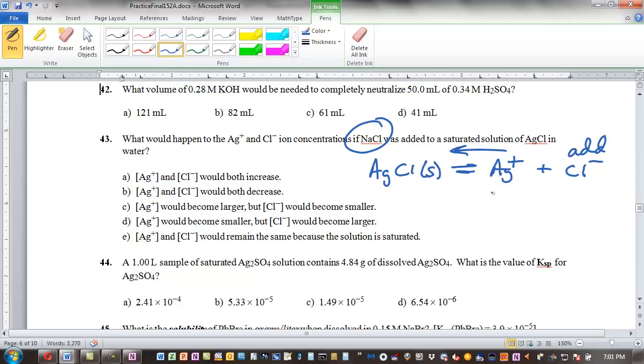So if it shifts this way, silver is certainly going to decrease. Some of the chloride is going to go away, but not all of what we add. So overall, the chloride is still going to go up. Okay. So the correct answer is D.